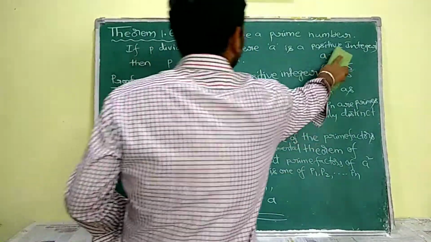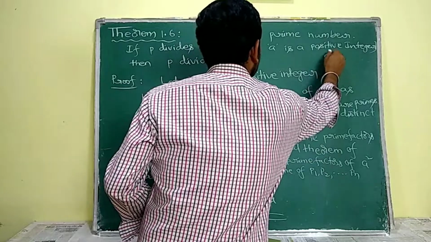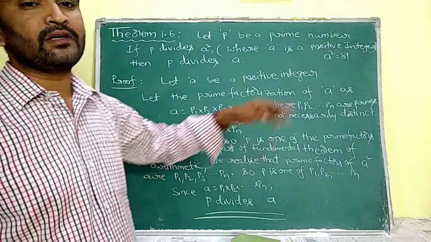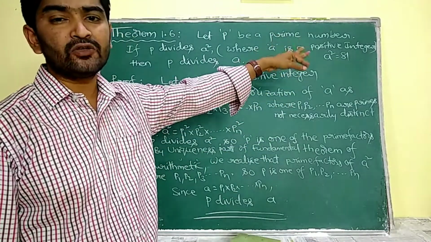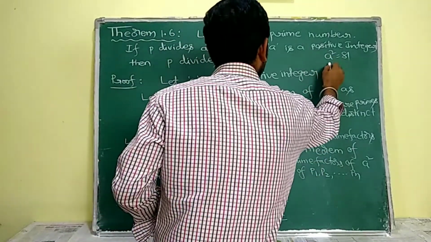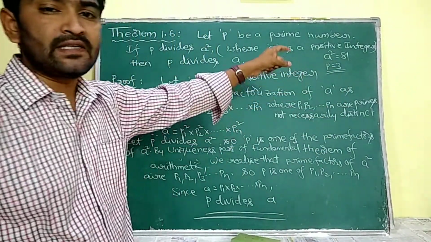One more example we are going to discuss. Let us consider A square equal to 81. Now I am going to consider one prime number, P equal to 3. See, does this 3 divide this 81 or not?